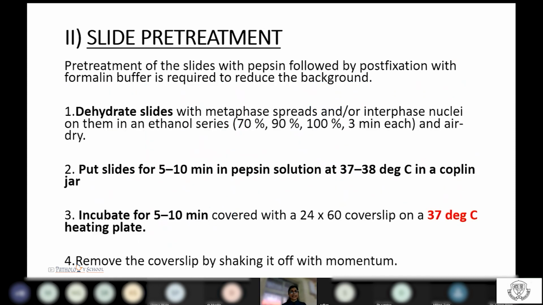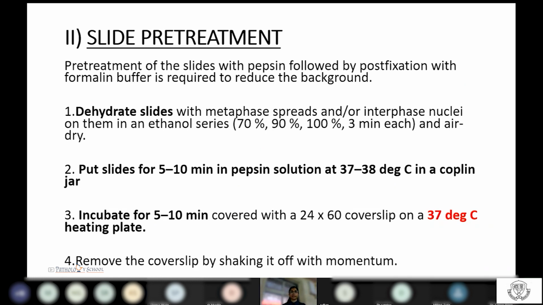Next is your slide pre-treatment. Now you need your slide pre-treatment with pepsin because you want to reduce the background of it. So this is the main reason why we do a slide pre-treatment. Now your slides, in which your metaphase nuclei spreads or interphase nuclei are present, you have to dehydrate in ethanol. Then you put these slides in your pepsin solution.